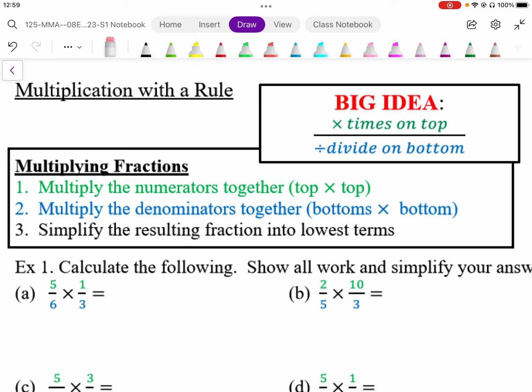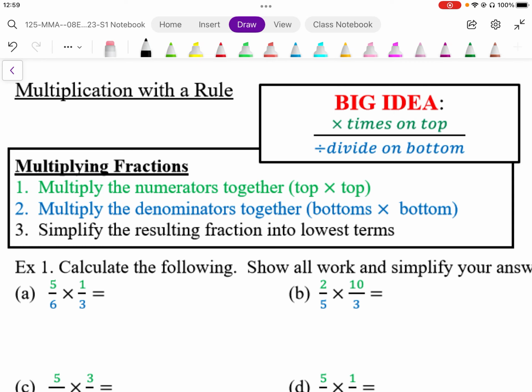So the rule we're going to use for multiplying fractions, we're just going to simplify it and say top times top, multiply the numerators together, and bottom times bottom, we multiply the denominators together. And then we're going to simplify to lowest terms.